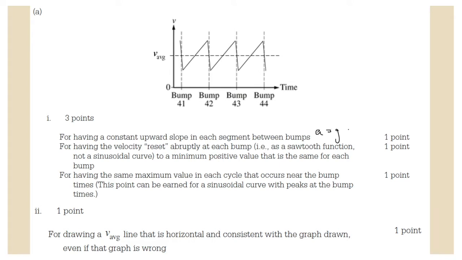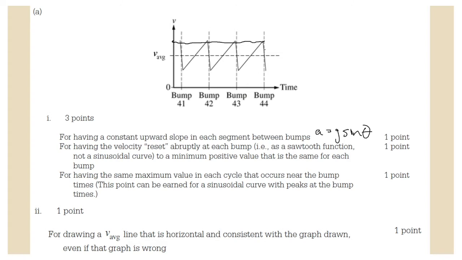You get 1 point for having the velocity reset abruptly at each bump. Notice it says, in other words, like a sawtooth function. It looks like the teeth of a saw, not a sinusoidal curve, to a minimum positive value that is the same for each bump. If we draw a horizontal line, you'll notice these are all at that same vertical value. Then it says 1 point for having the same maximum value in each cycle that occurs near the bump times. This point can be earned for a sinusoidal curve with peaks at the bump times.